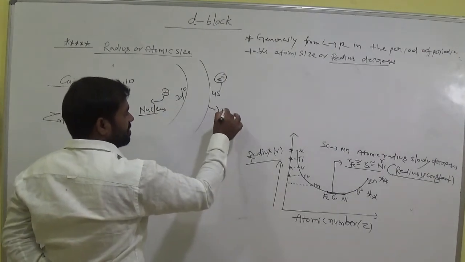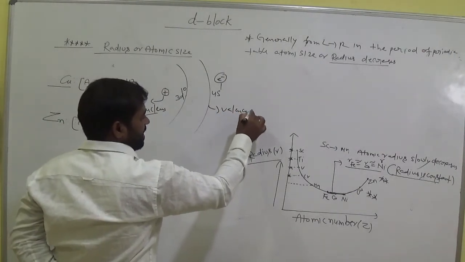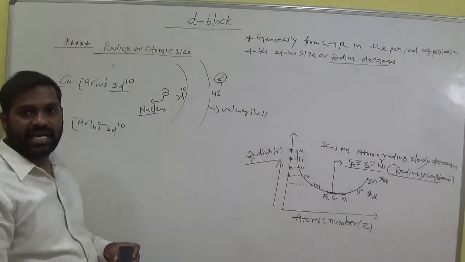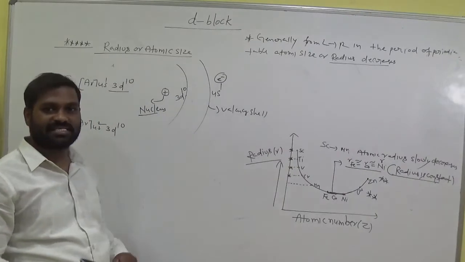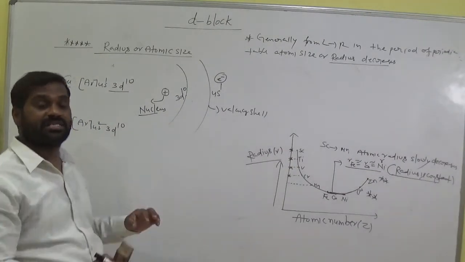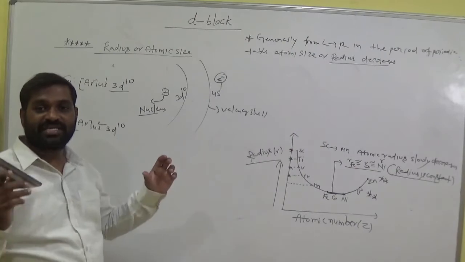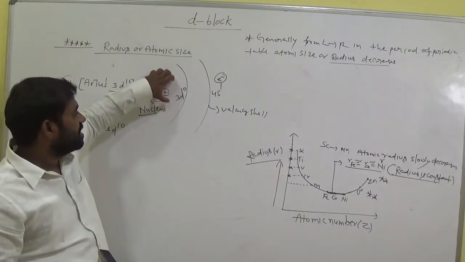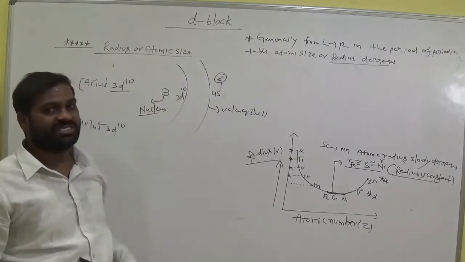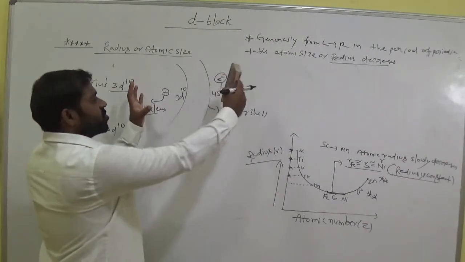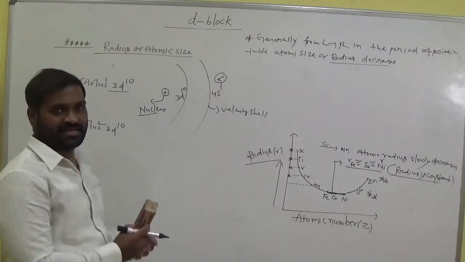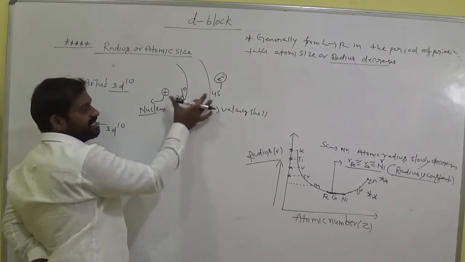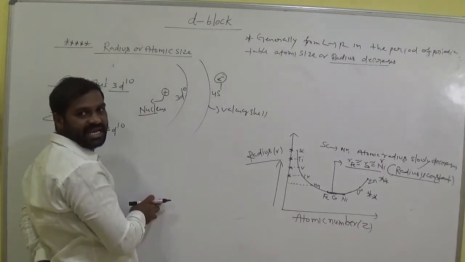What about this one? The valency shell. So does the electron have a negatively charged particle or not? Negatively charged. What about the nucleus? The nucleus has a positive center. So what about between these two? There are some interactions. Attraction forces are there. This nucleus's positive charge interacts with this negative charge. If this positive charge very strongly attracts the outermost electron, then the size decreases.